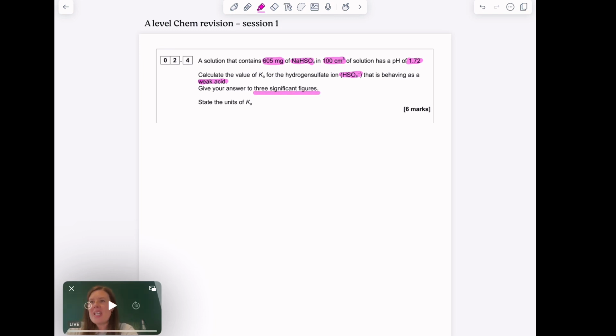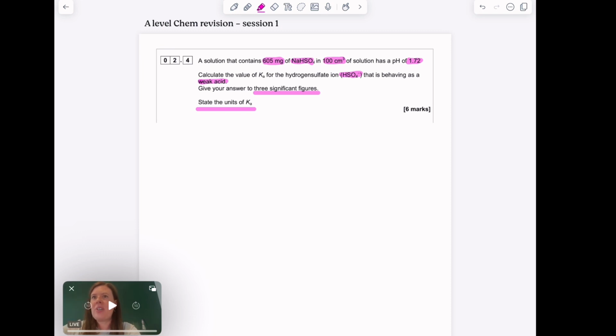I would hold as many decimal places as possible in your calculator right till the end, and then we're going to put it in as a 3 significant figure value. And don't forget, often this is worth a whole mark on its own, that once we've got our value, we're then also going to make sure we state our units of Ka.